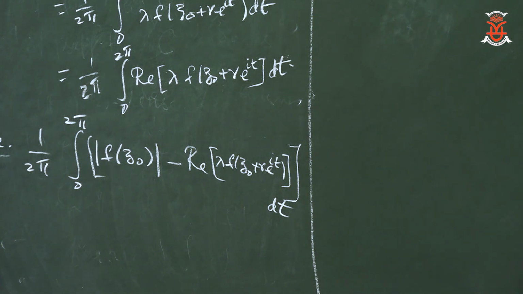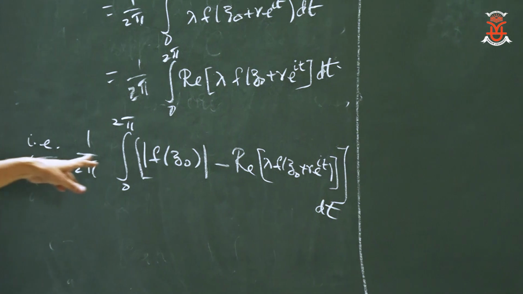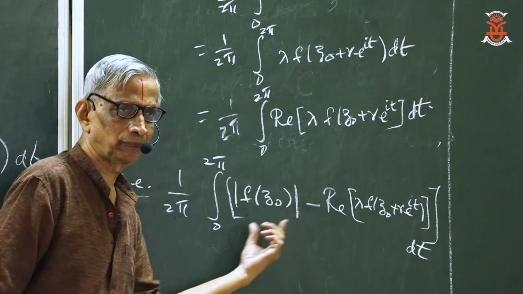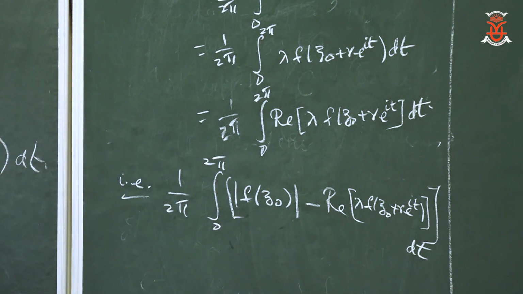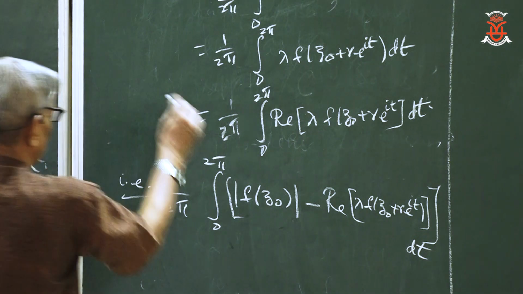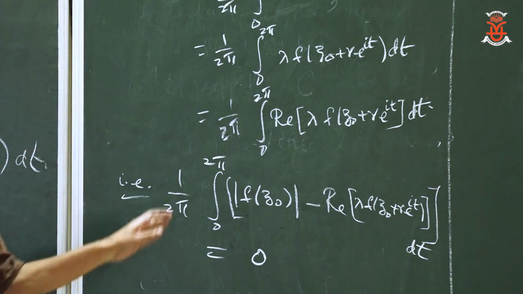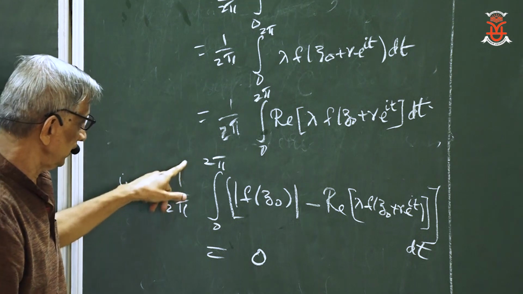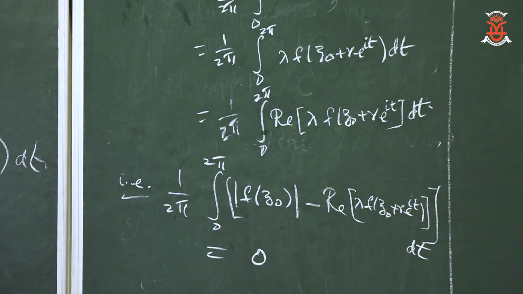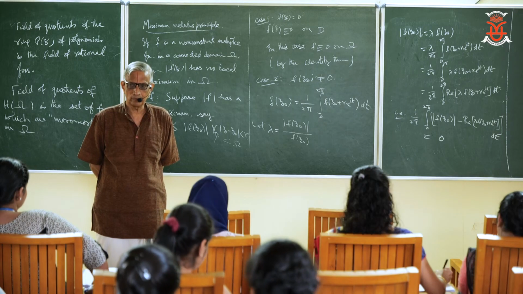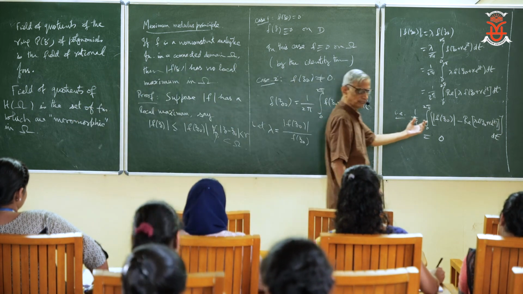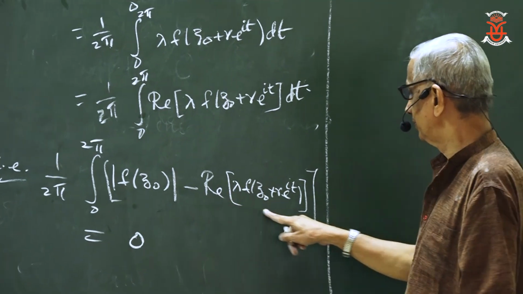Taking the modulus also inside the integral, mod f(z naught) is the same as 1 by 2 pi integral from 0 to 2 pi of mod f(z naught) dt. This is equal to 0, right? I'm just taking this to the other side, and this is the same as the integral of that constant, because of the 1 by 2 pi there. What can you say about the integrand there, the function of t? What is the relation between this and that?